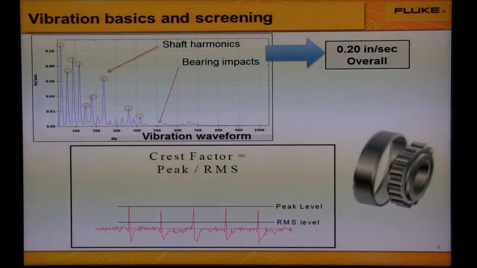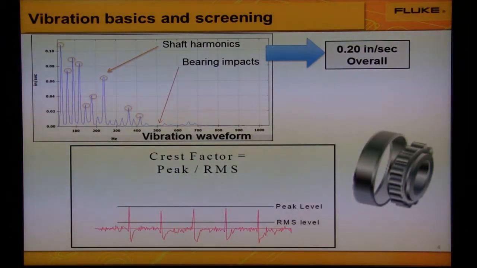When a bearing is first starting to fail, very short duration spikes will appear each time the flaw makes contact with an adjacent bearing component. These spikes are very low energy and therefore cause very little change in the overall vibration. See the graph at the bottom.